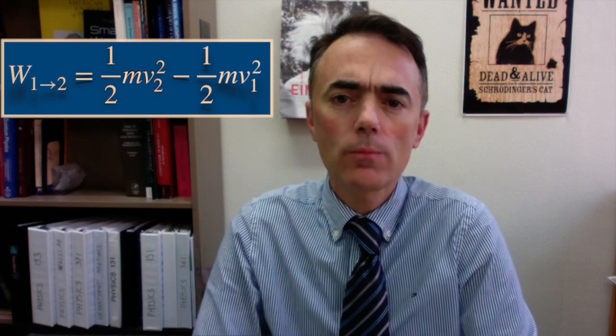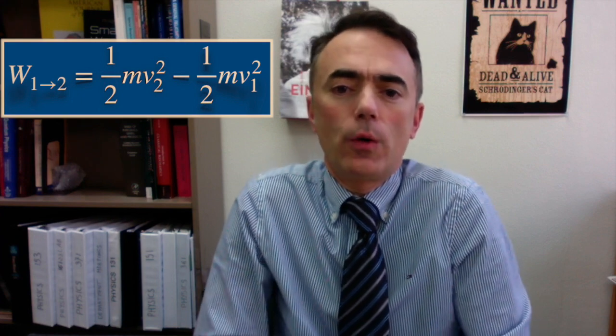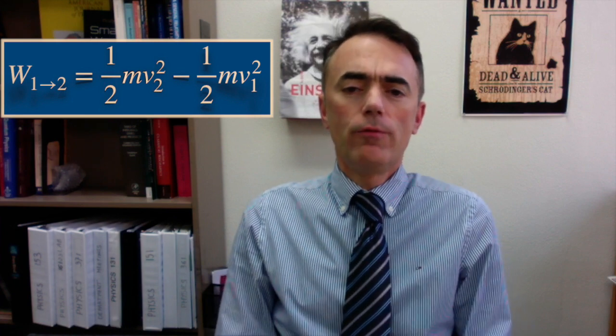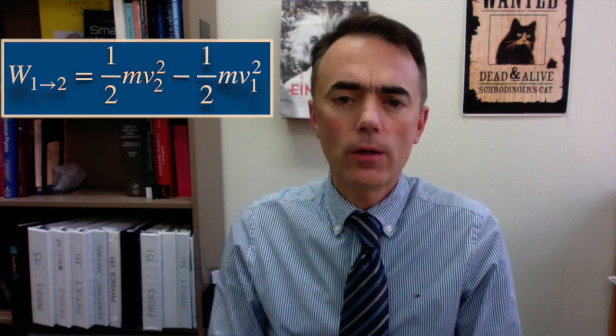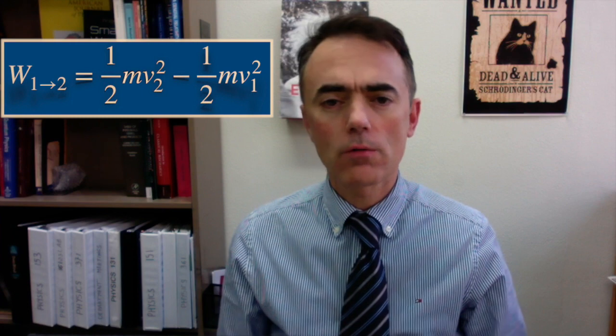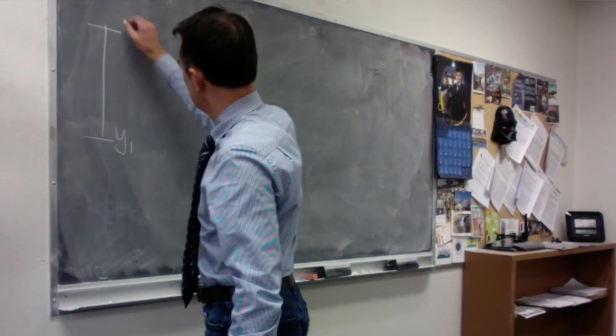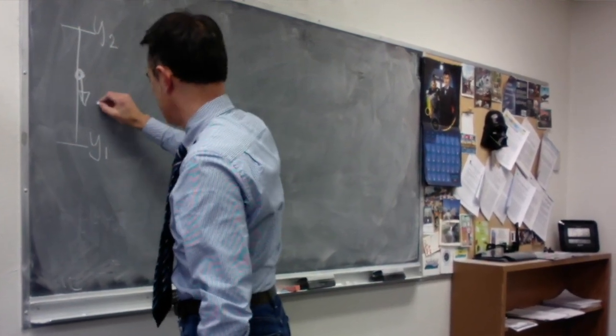If the work is positive, then the kinetic energy increases in the process of going from P1 to P2. If the work is negative, then the kinetic energy decreases in the process of going from P1 to P2. Now, let's assume that there is an object going from a lower height y1 to a higher height y2. Because this happens near the surface of the Earth, there is the force of gravity acting on the object.